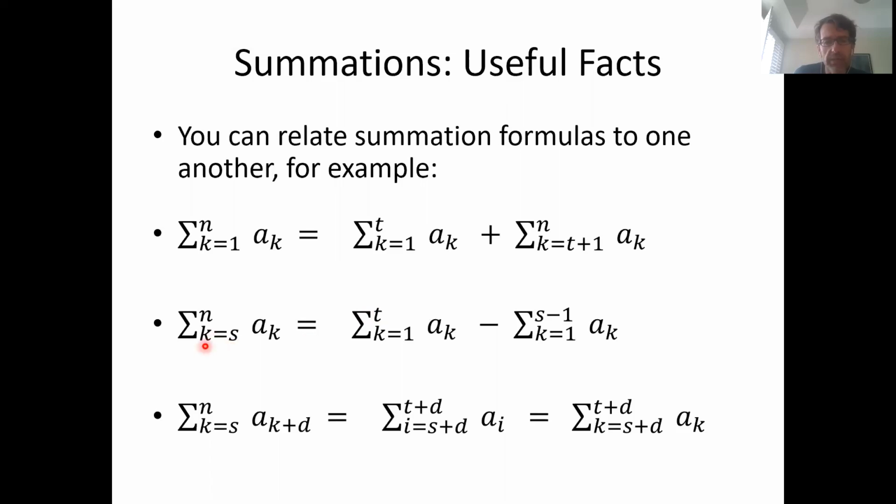Basically, if I have to look at what is the sum of values from index s to index n, then I can sum all of them from 1 to n. Sorry, this is a typo. This should be n, right? And then subtract the values from first to s minus 1, because they don't participate here. But why would I do that? Because perhaps I have a closed formula for the sum of the first n elements, right?